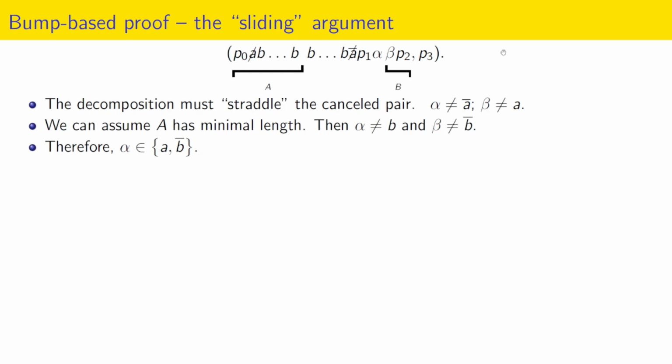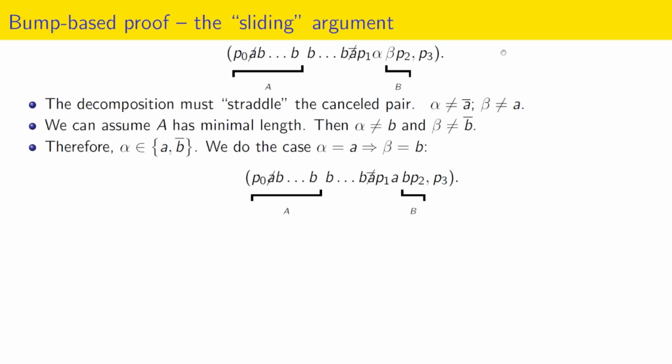So I am only left with two cases. Alpha must be either A or B. I do the case alpha equal A. The case alpha equal B is similar. So if I say alpha equal A, then beta must be B, because we already eliminated a lot of cases. And if beta were conjugate A, then I would have a trivial decomposition here. I would have A conjugate A, which is easy to see is not possible.